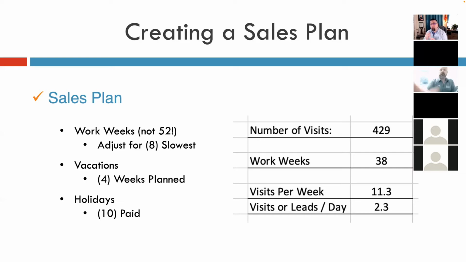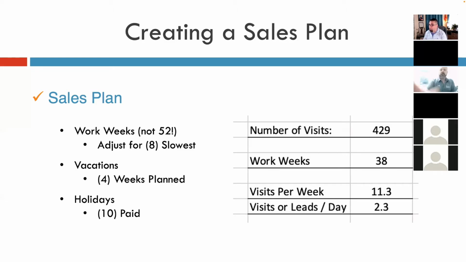We need to plan for vacation. If you take 4 weeks of vacation, you need to deduct that from the 52 weeks. You take 2 weeks, you're just deducting 2, right? And then of course, 10 paid holidays. Those are federal holidays. That's another 2 weeks, right? So we're starting at 52, but then we would deduct 14 weeks there in order to end up with 38 weeks, right? So we're gonna divide the number of visits by work weeks in order to get how many visits I need to make per week.